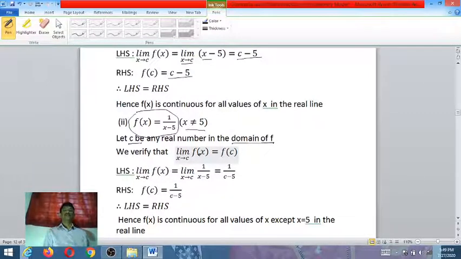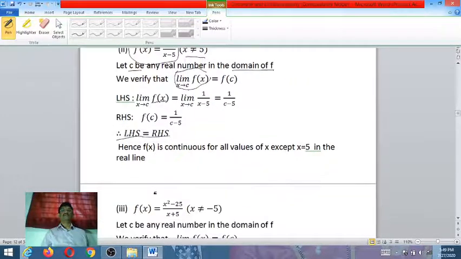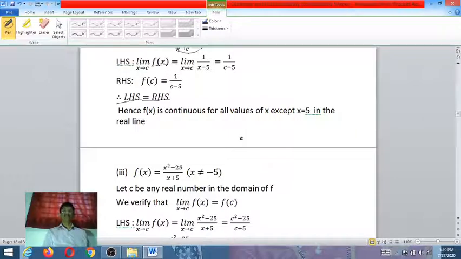Now we verify, as usual, that the limit of f of x as x tends to c equals f of c. If we consider the left hand side, in the place of x we write c in 1 by x minus 5, so it becomes 1 by c minus 5. The right hand side is also 1 by c minus 5. So LHS is equal to RHS. Therefore, we conclude that the function is continuous for all values of x except at x equals 5, because at x equals 5 the function is not defined.